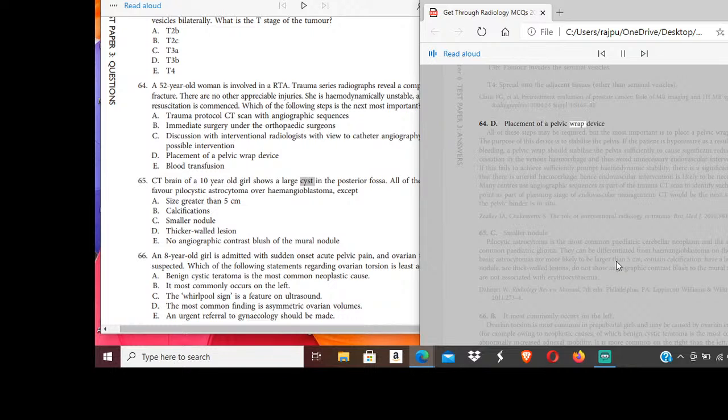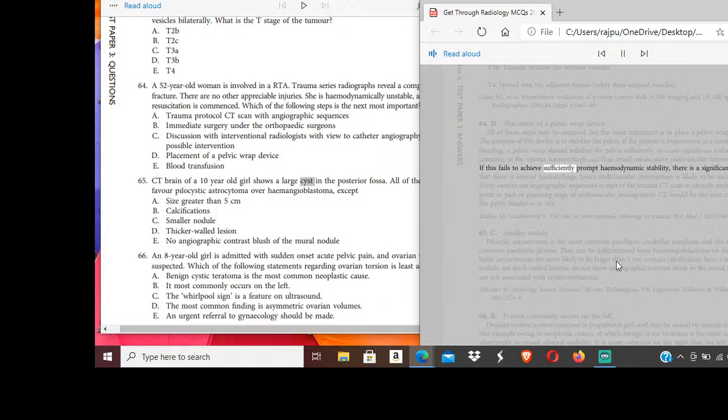64. D. Placement of a pelvic wrap device. All of these steps may be required, but the most important is to place a pelvic wrap device. The purpose of this device is to stabilize the pelvis. If the patient is hypotensive as a result of venous bleeding, a pelvic wrap should stabilize the pelvis sufficiently to cause significant reduction or cessation in the venous hemorrhage, and thus avoid unnecessary endovascular intervention.